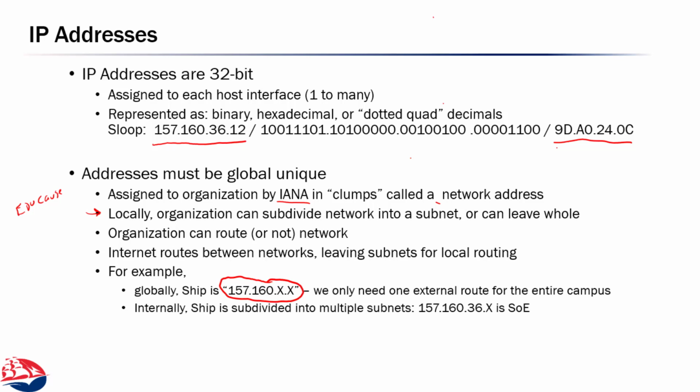And so what this allows us to have is one external route for the entire campus. Every machine on our campus gets a 157.160.something.something IP address. And when I send my data out and the remote server says, okay, how do I get back to that machine? I just give it to the router that can handle 157.160.whatever. And in the best effort routing, it will eventually get there.